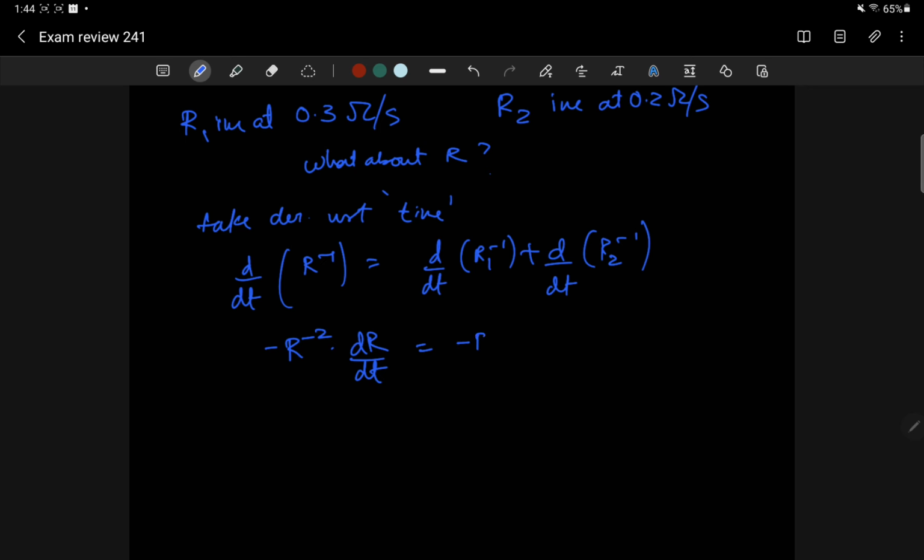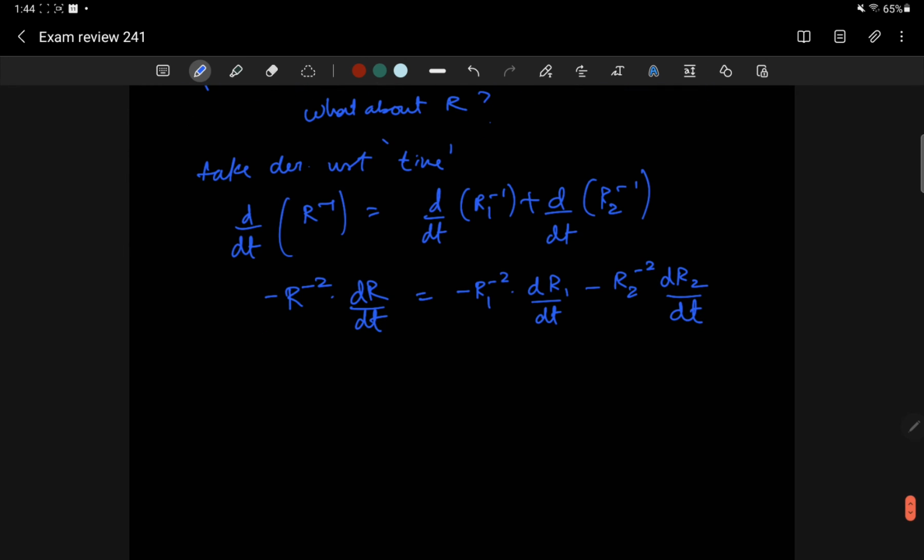This would be negative R1 to the negative 2 dR1 over dt. Negative R2 to the negative 2 dR2 over dt. So what I'm trying to find is this, right? Find dR over dt. So in order to find that, I want to isolate it. So I'm going to divide everything by that.